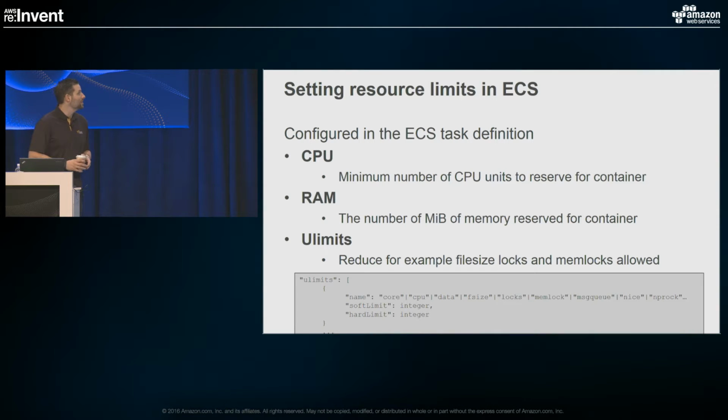Like I said, setting resource limits. In the task definition, you can easily set the CPU limit, basically how many CPU units you will have for that container. Same thing with RAM limits. And you can also set ulimits, for example limiting file locks, file size, and memlocks. All of this is just to reduce the amount of resources available for someone to take advantage of if something happens.